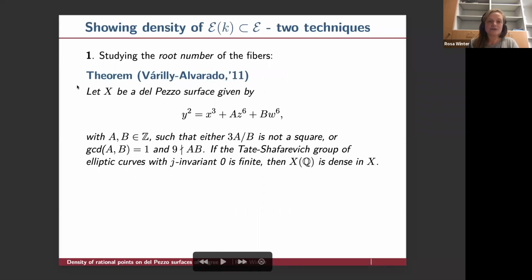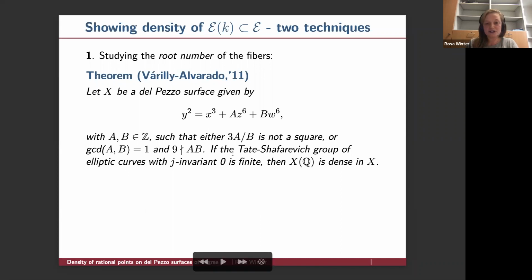So how did people show so far the density of this set of rational points in my elliptic surface? Well, there's kind of two techniques in the literature. One is by studying the root number. This is a result by Varilli Alvarado from 2011, and he studied these diagonal Del Pezzo surfaces.